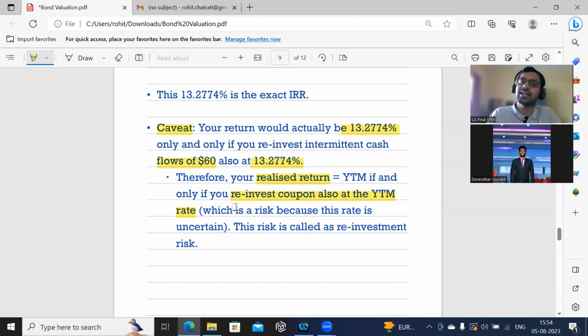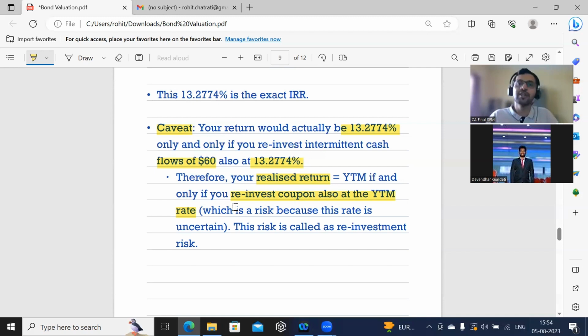This risk is called reinvestment risk, wherein there is uncertainty about the rate at which I will be able to reinvest my coupon. I do not know at what rate I will be able to reinvest my coupon after 1 year or after 2 years, and that risk is what we refer to as reinvestment risk. Therefore, there is a big risk whether your actual return will be equal to YTM or not.